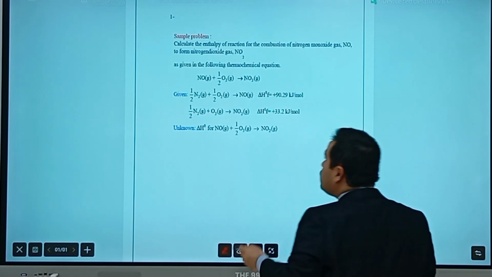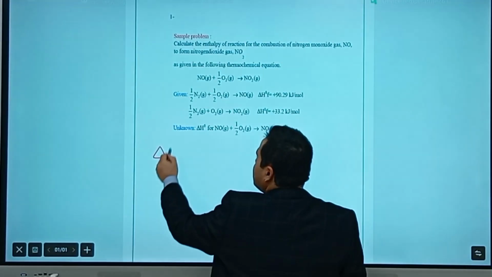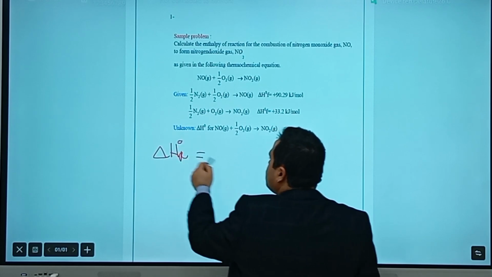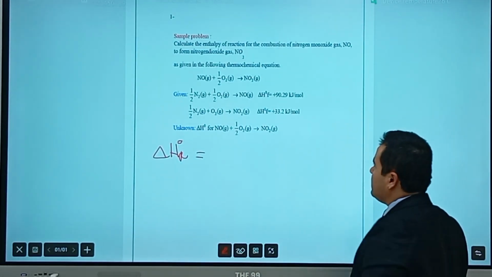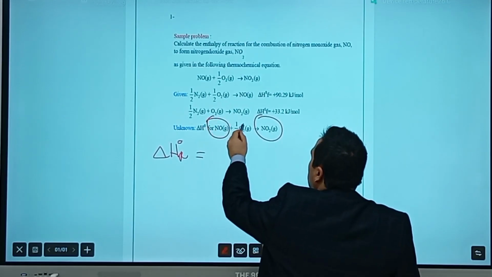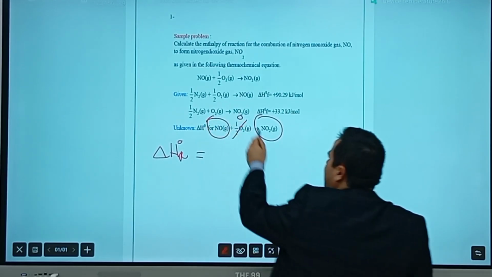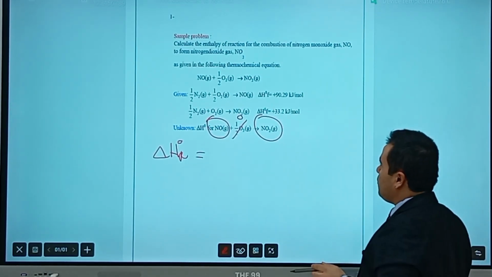How to solve this? By the equation, guys. The equation says the enthalpy of a reaction is equal to the summation of enthalpy of formation of products minus reactants. What do we have in the product? NO2. What do we have in the reactant? NO. About oxygen? Oxygen is an element, has enthalpy of formation of 0. So the elements have enthalpy of formation of 0.